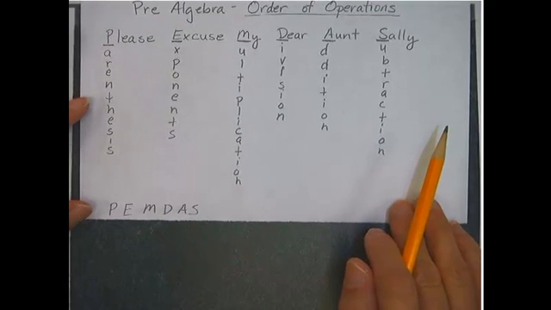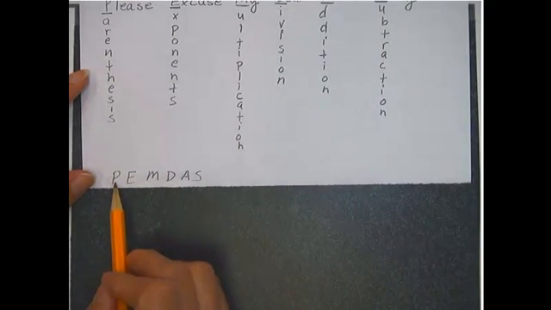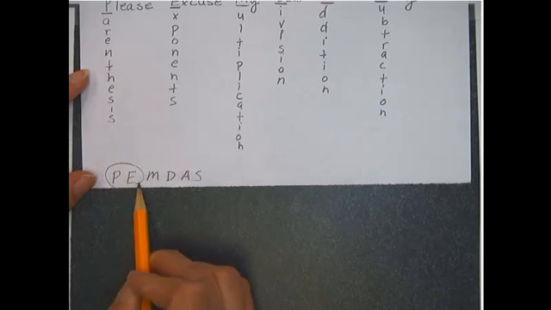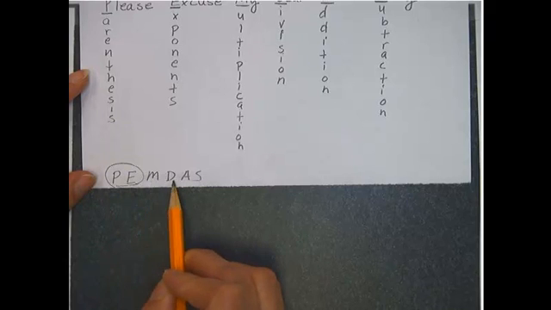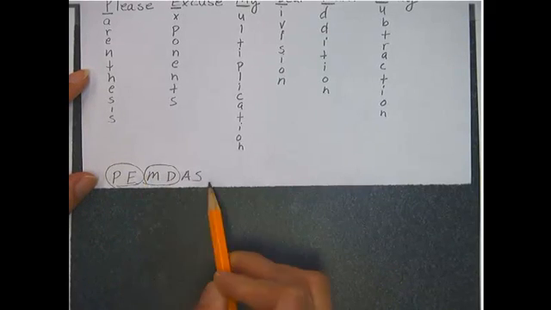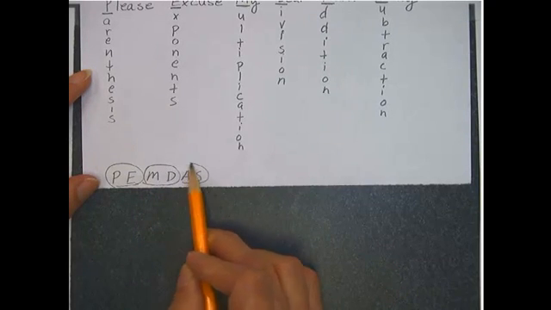Another way that you might remember this or have learned this is the word PEMDAS. The P and the E stand for parentheses and exponents. We need to do those first. Then the M and the D in PEMDAS stand for multiplication and division, so we need to do those next. And the A and the S stand for addition and subtraction, and we would do those last.